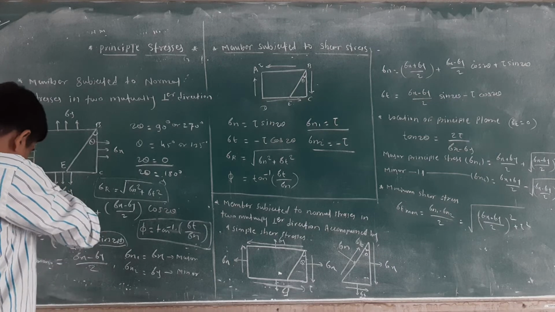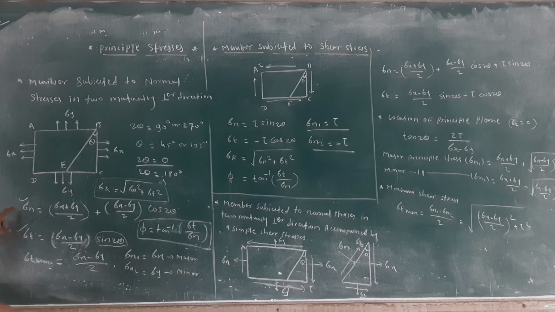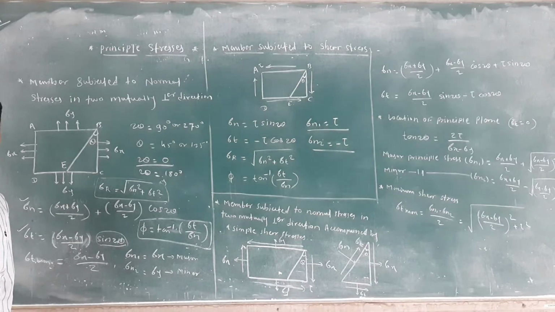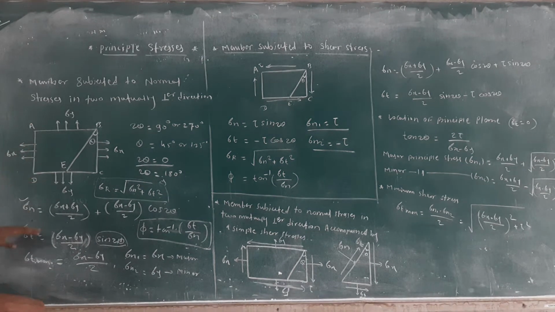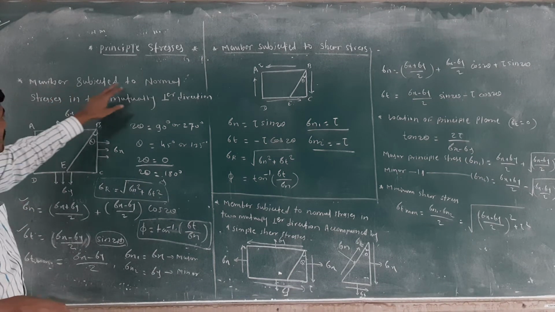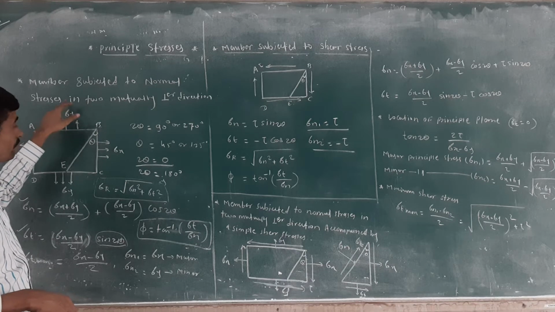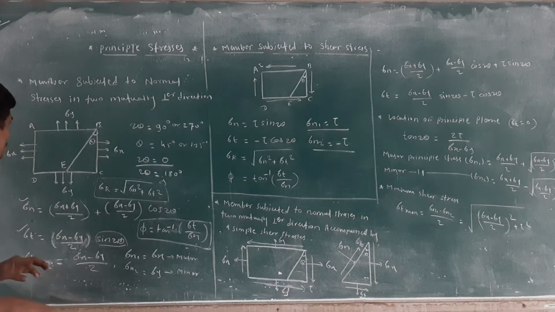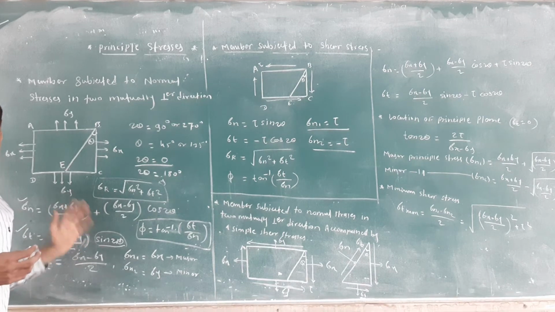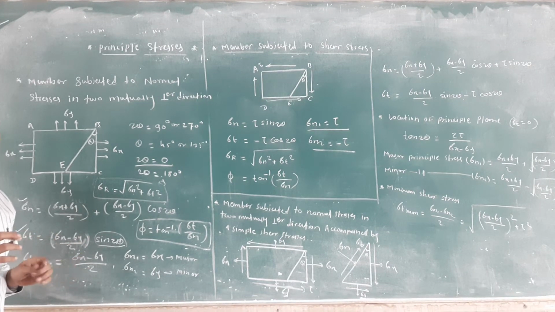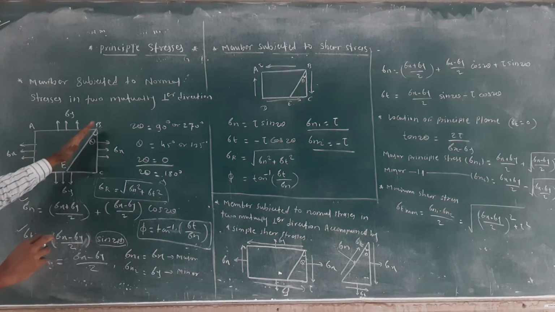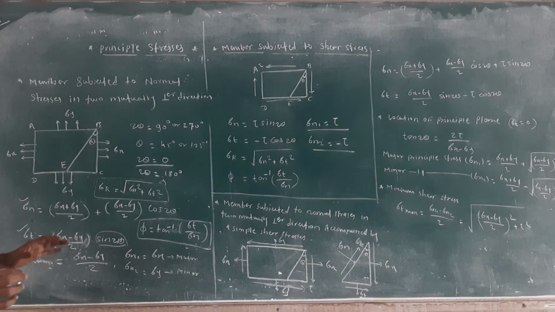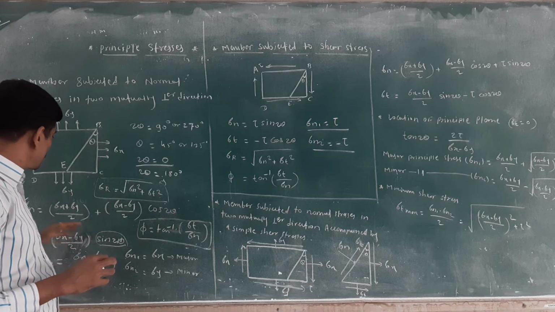Very simple. If you remember these two formulae, then easily you can calculate the other three formulas. Okay, all of you getting? When we use this formula, members are subjected to normal stresses in two mutually perpendicular directions. Only normal stresses are there, sigma x and sigma y. What is the meaning of this? Shear stress is 0 on this principal plane. Okay, this is the first derivation. You should remember these two formulae.